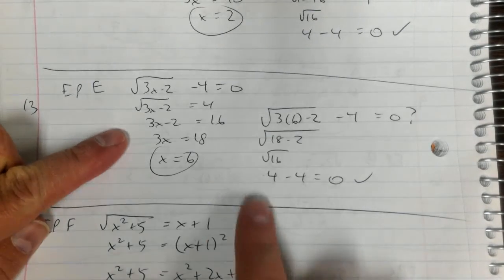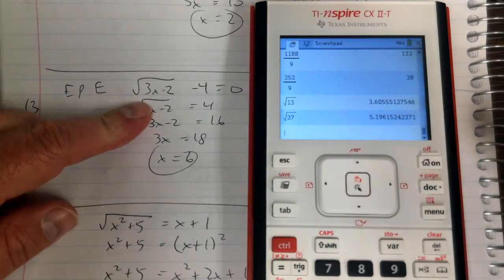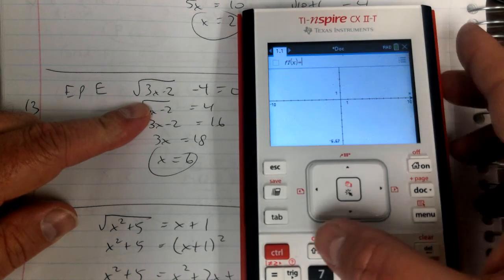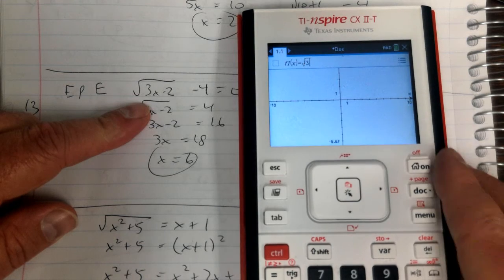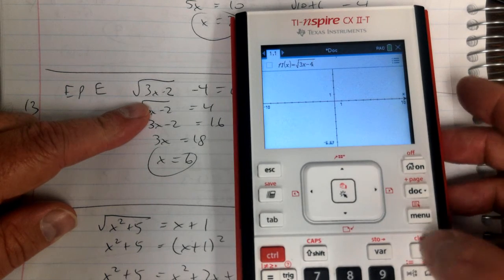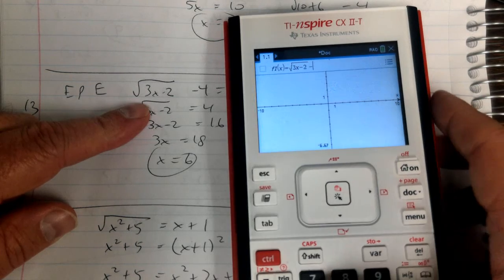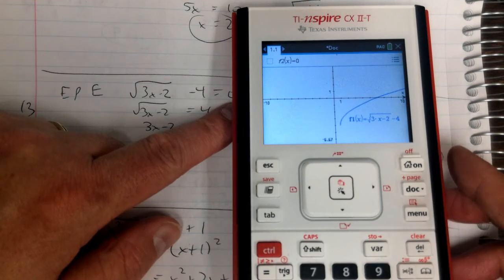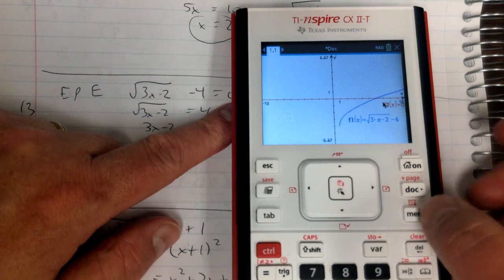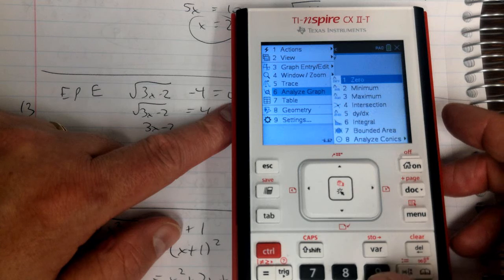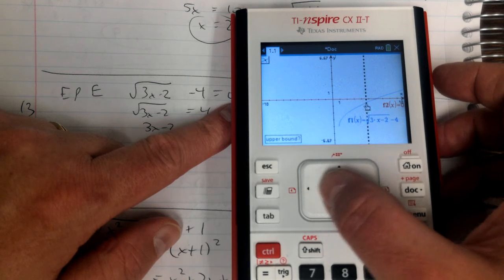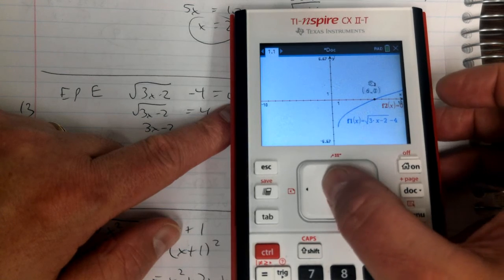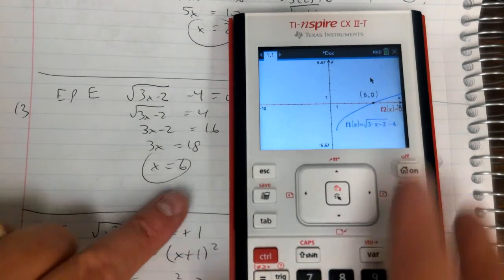One more time I'm going to show you all about graphing. So if you did the square root 3x minus 2 minus 4, and then the right side is 0, so I put f2 as 0, then you want that intersection. So analyze graph, intersect between here and here is the ordered pair 6, 0, and so you want 6 for your answer.